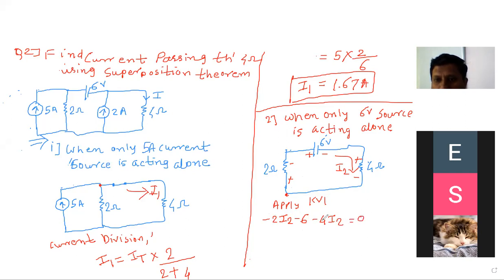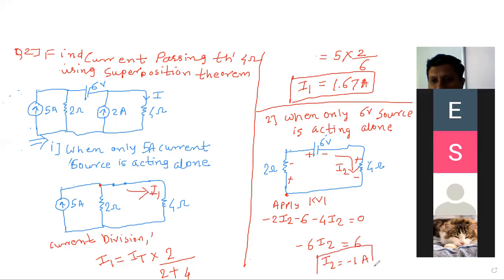So minus 2 I2 minus 4 I2, that is minus 6 I2. And minus 6 goes to the right hand side, becomes plus 6. So what will be the I2 value, anyone? Minus 1. Minus 1 ampere. Up to this step, everyone understood how we got the answer of I1 and I2.